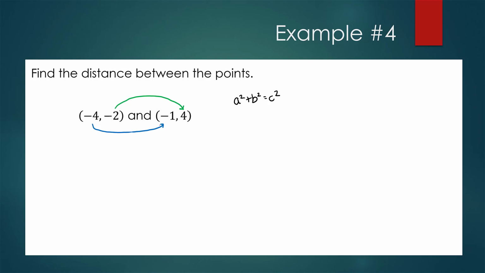Alright, welcome back. So I hinted and got you to start saying, find the difference between the x values and y values. So -4 to -1 is plus 3, and -2 to 4 is plus 6. The 3 and the 6 become my a and b values. So 3 squared plus 6 squared equals c squared. 3 squared is 9, and 6 squared is 36. That equals c squared. 9 plus 36 is 45.